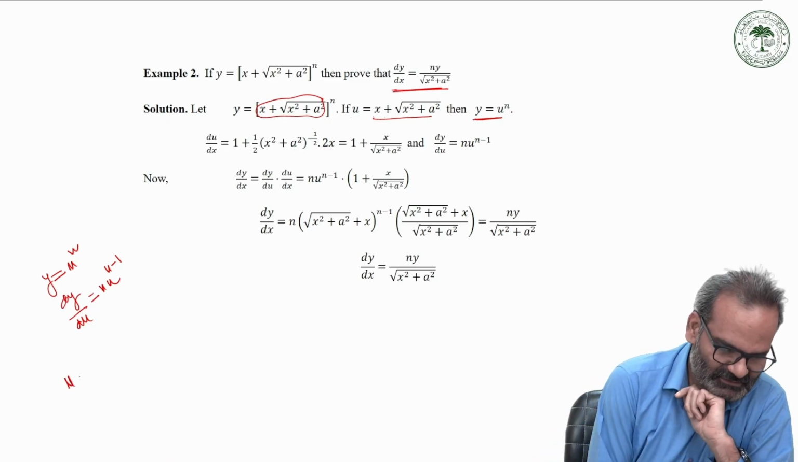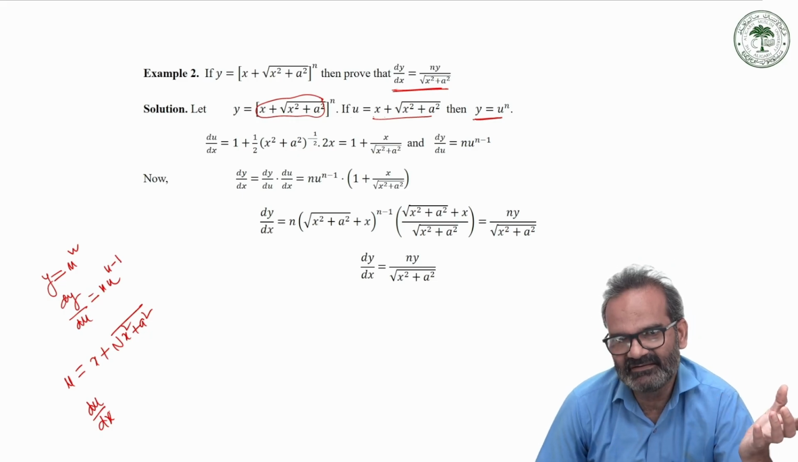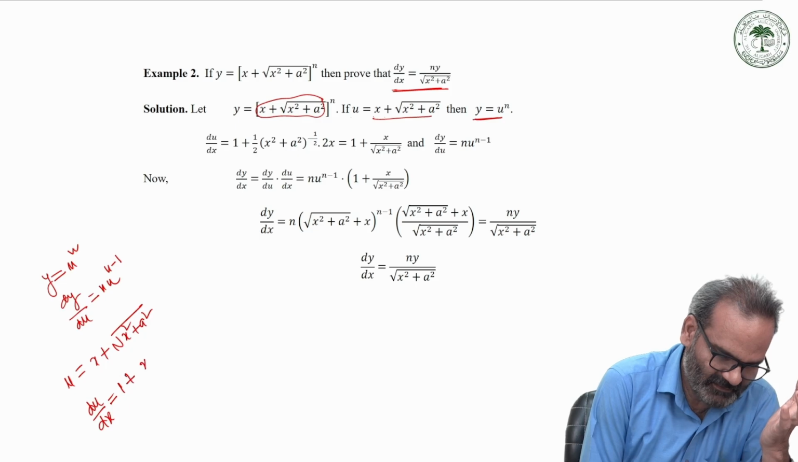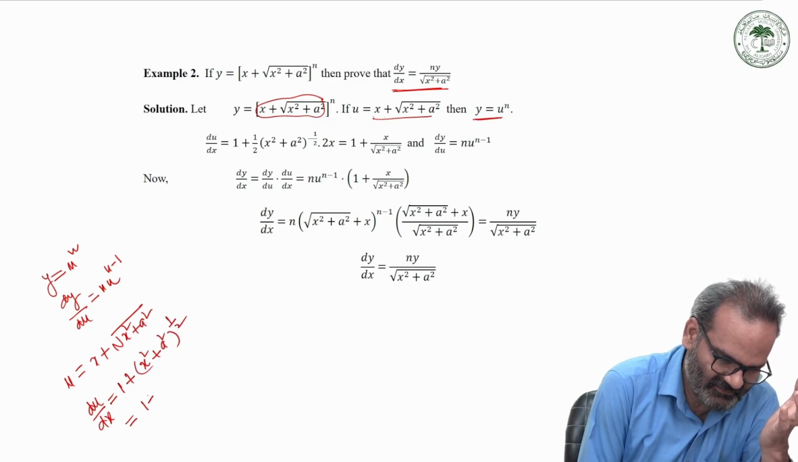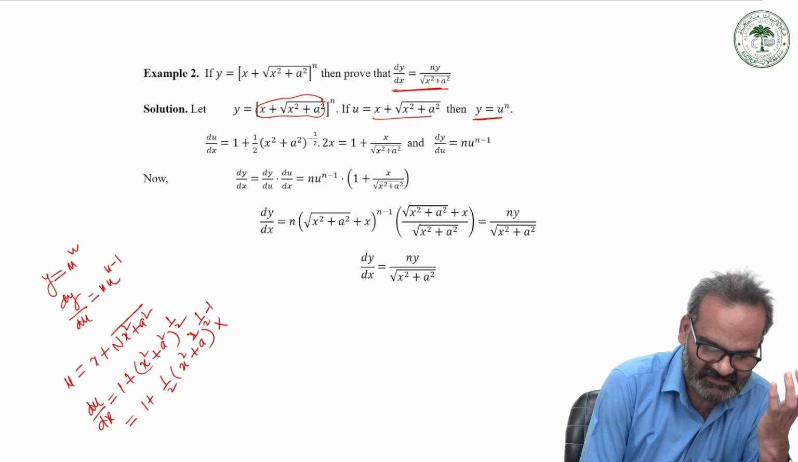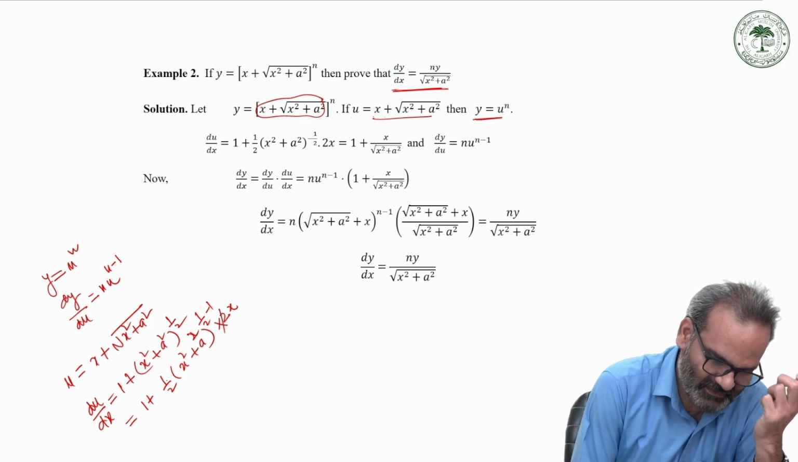And what about this? u is x plus root x square plus a square. So find out its derivative. I have already explained earlier how we can find out the derivative of a square root. Derivative of x is 1, and this can be written as x square plus a square power 1 upon 2. So its derivative will be 1 upon 2 into x square plus a square to the power 1 upon 2 minus 1, into the derivative of x square plus a square. The derivative of x square is 2x. a square is a constant, so its derivative will be 0. So this 2 and 2 will be cancelled out.